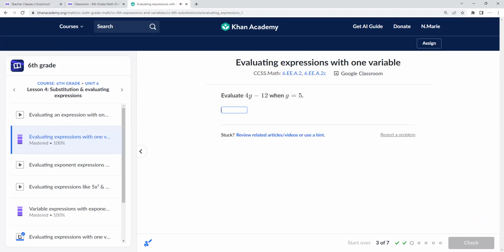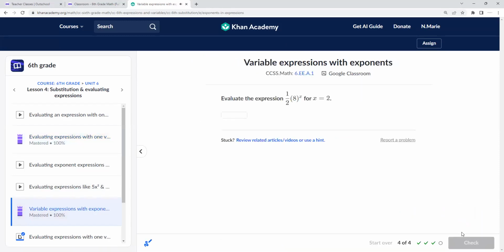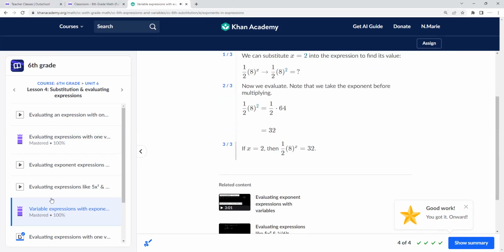Here, if I plugged in a 5 for G, I would get 4 times 5, which is 20. 20 minus 12 is 8. So those are pretty simple. You'll also see them with exponents. If I plugged in a 2, that would be 8 to the second power. Exponents come before multiplication. So then you would get 64 times 1/2, which is 32. And if you get anything wrong, of course, Khan Academy will show you how to do it.